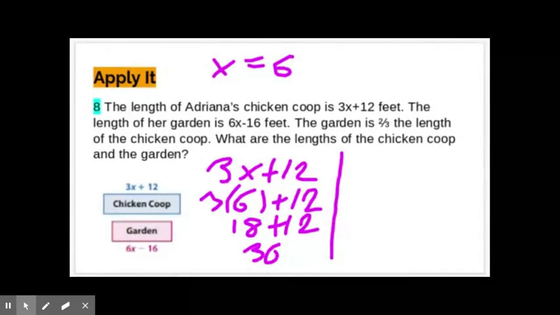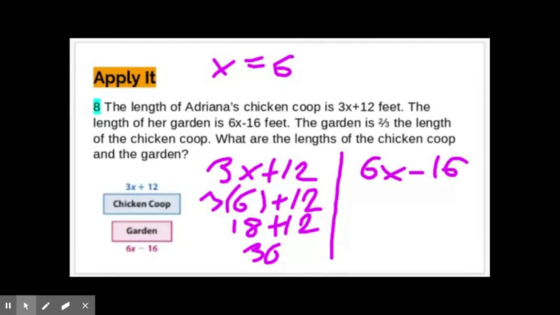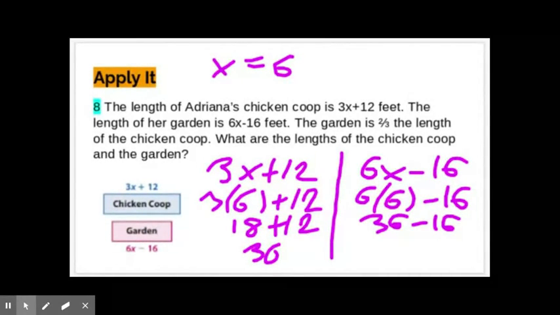Next, we do our garden. So again, that equation is 6x minus 16. We want to plug in our x value, which we found to be 6. So we do 6 multiplied by our x, which is 6, minus 16. 6 times 6 is 36, and now we have 36 minus 16. We do 36 minus 16, and you get 20.